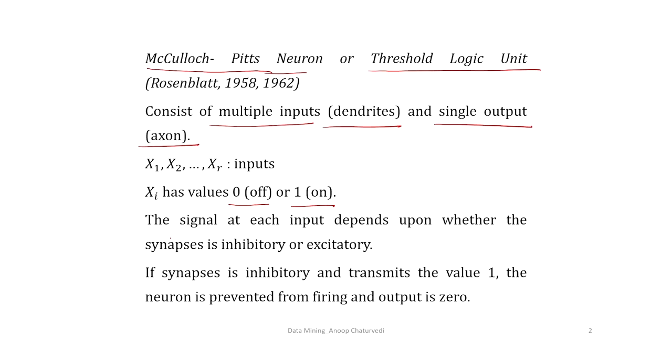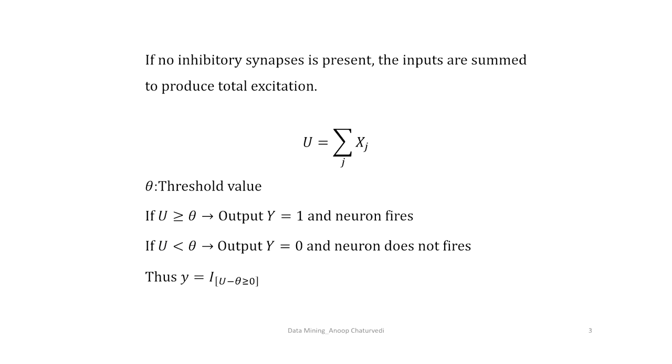The signal at each input depends upon whether the synapse is inhibitory or excitatory. And if a synapse is inhibitory and transmits the value 1, the neuron is prevented from firing and output is 0. And if no inhibitory synapse is present, the inputs are summed to produce total excitation. So, u is equal to summation over j of xj, and notice that xj's are taking values 0 or 1. So, u gives you the number of xj's which are equal to 1.